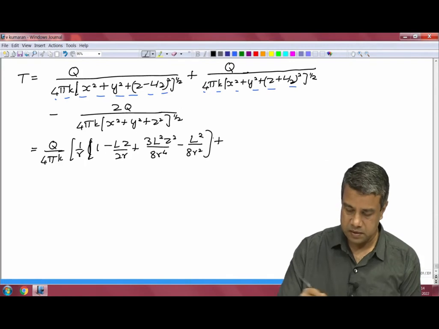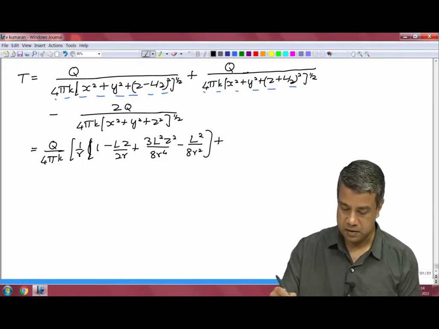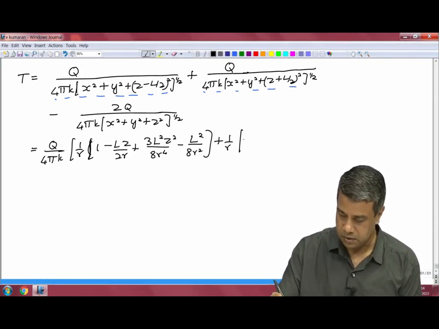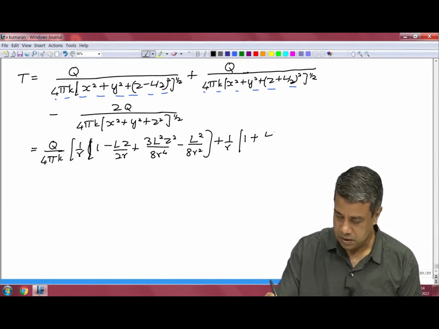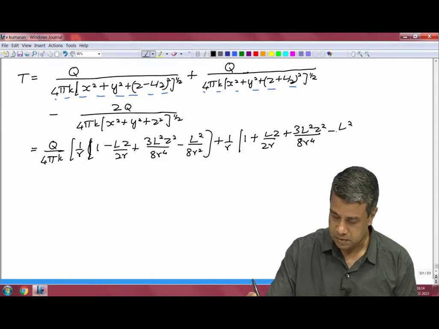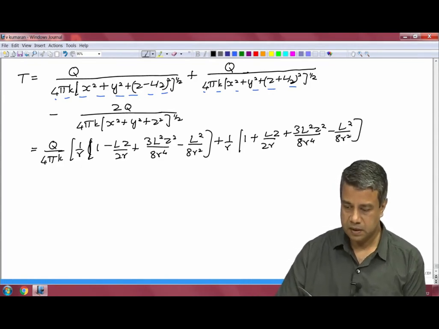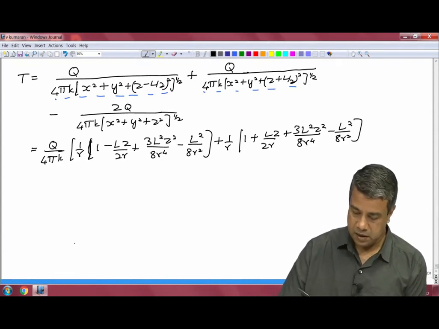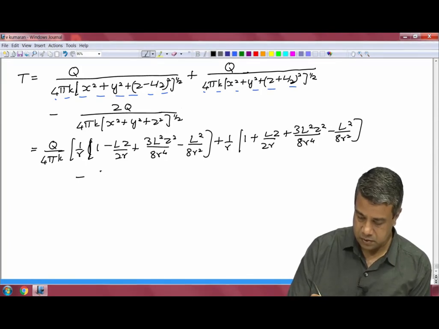The second term is when I change L to minus L. So, I will get 1 over r into 1 plus Lz by 2r plus 3 L square z square by 8 r power 4 minus L square by 8 r square. That is the second term. And the third term is minus 2q by 4 pi k r.